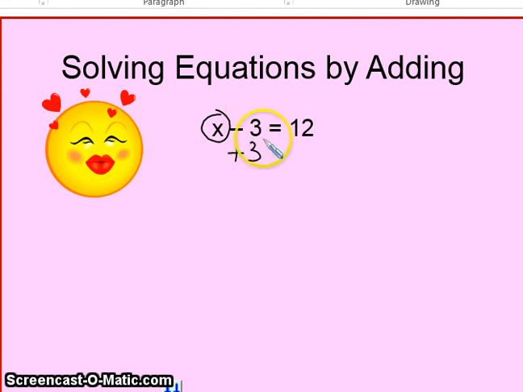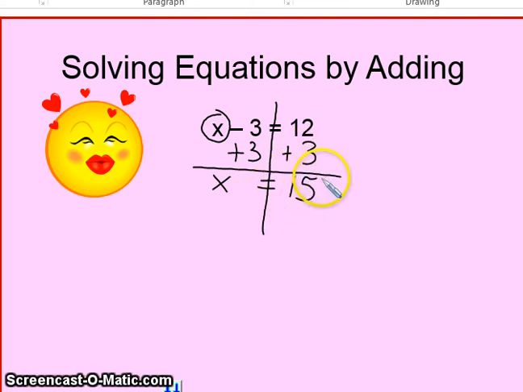Now if I add 3 to this side of the equal sign, I'm just going to draw a line here because that denotes our sides, I also have to add 3 to this side of the equal sign. Now what I'm left with is x minus 3 and plus 3 cancel out, they become 0, equals 12 plus 3 is 15. So my solution to this equation is x equals 15.